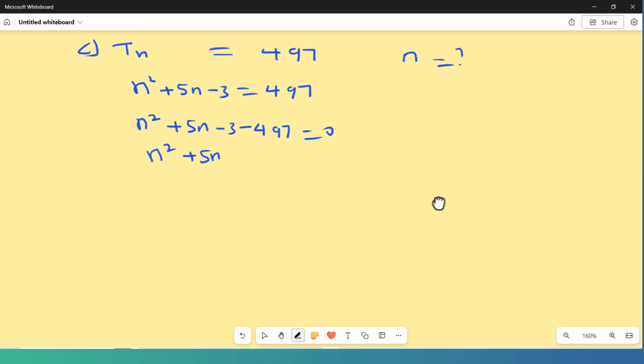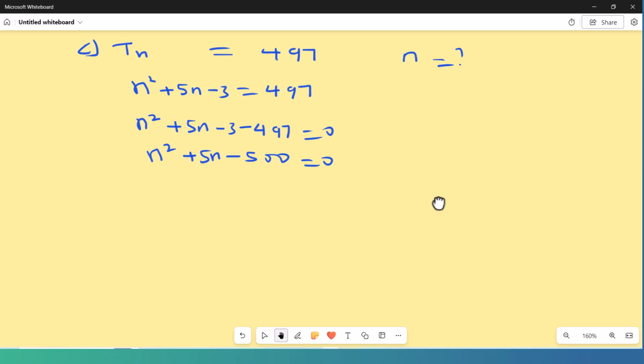5n minus what? Minus 500. So minus 500 here, so equals 0. Now here, if you can get the factors from your head, it's good. But if you can't, then you can use the quadratic formula. So what do you prefer here?